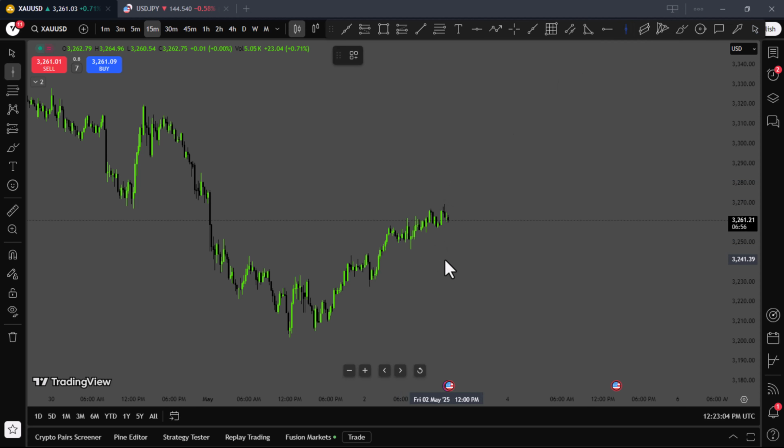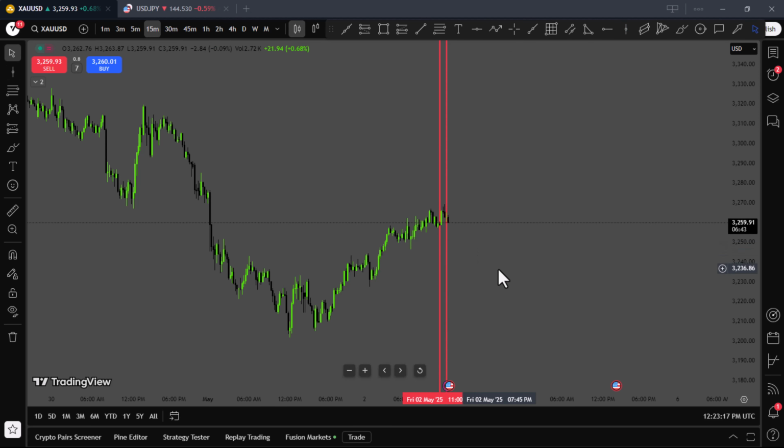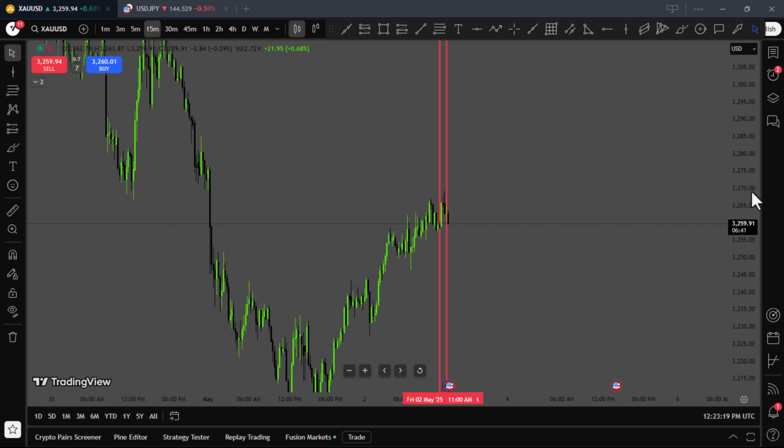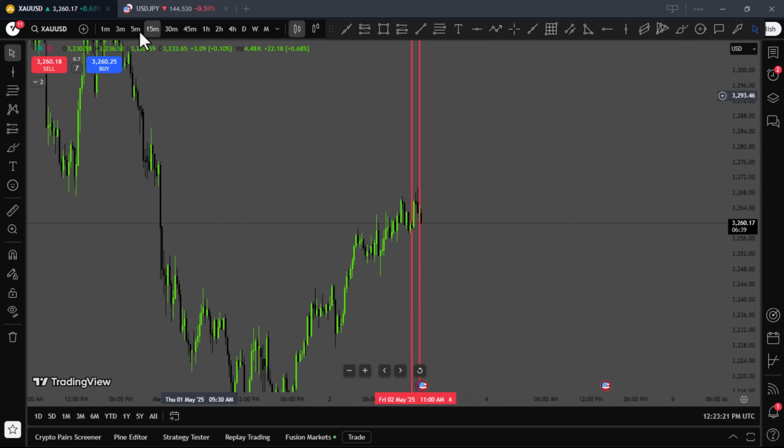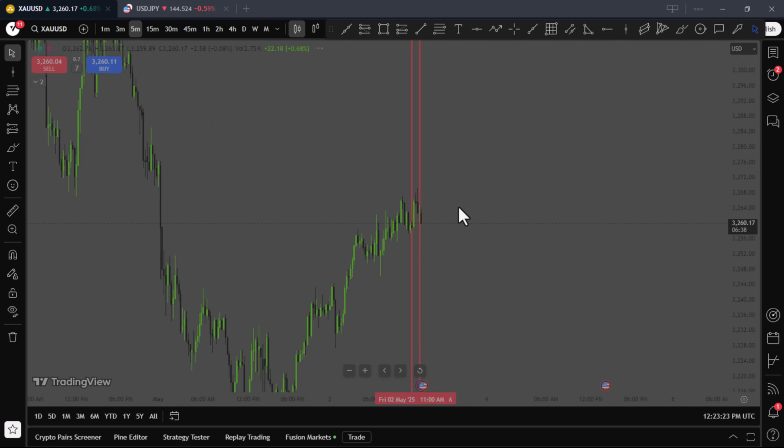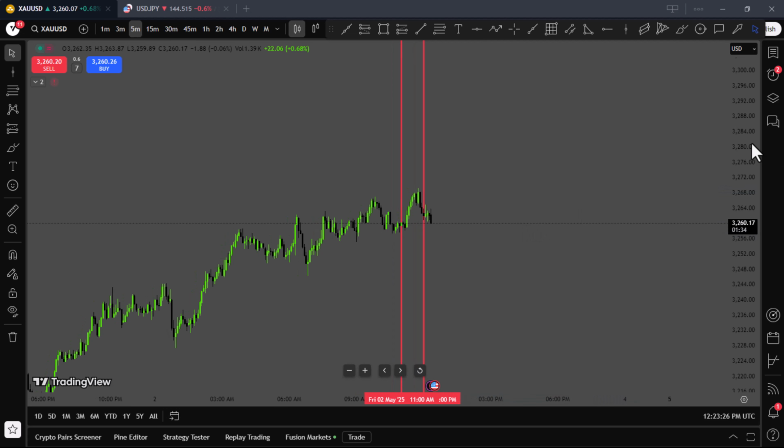First of all, we need to mark our levels, which is 12 right here, and the other level should be somewhere around 11 a.m, right? So around somewhere here. So yeah, obviously this is what we are having. So let's go back to our 5 minute time frame and analyze what's inside the 714 method.